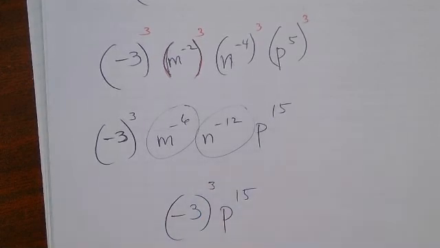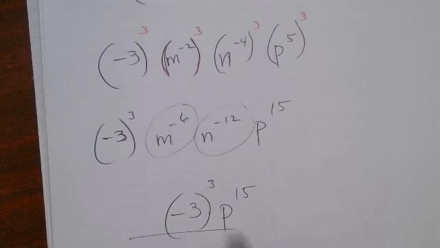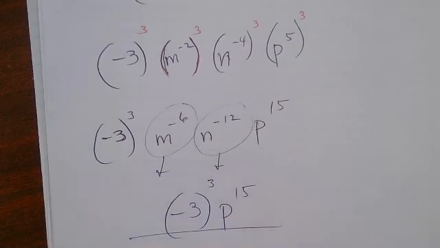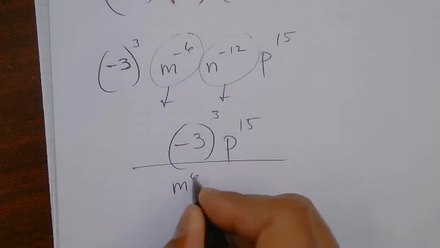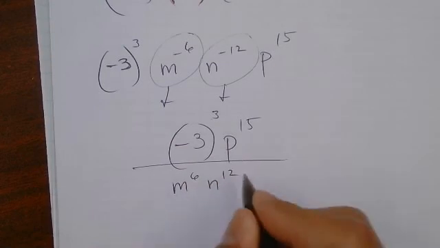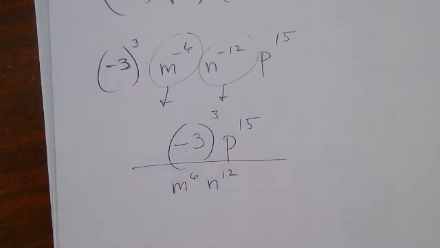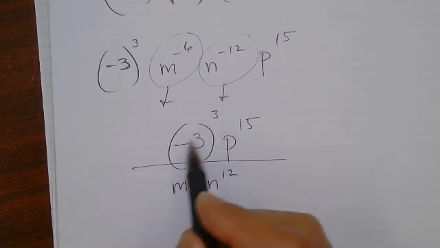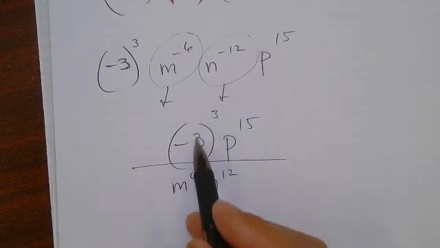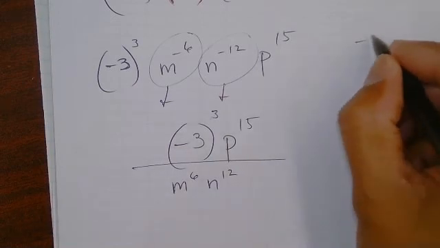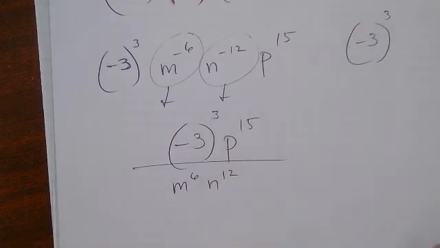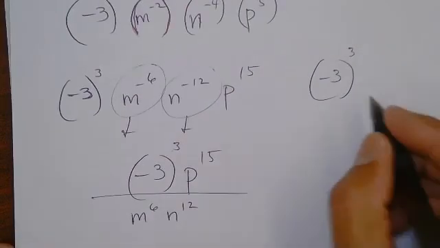So you should have in the numerator negative 3 cubed p15, right? Those have positive exponents. These that have negative exponents are going to be on the bottom, and then they'll be positive, right? So that's m6 and 12. Everybody good right there? And everything's good except for this. What you need to get an answer for this.